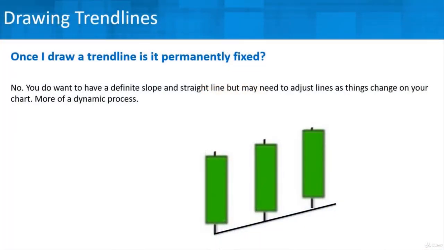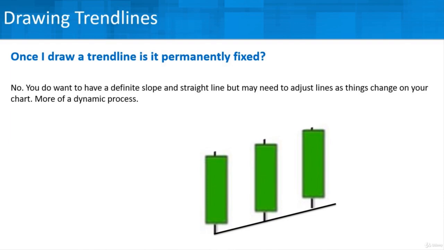Well, once I draw a trend line, is it permanently fixed? Does it just stay there? It never changes? It typically will for certain periods of time, but in general, no. You do want to have a definite slope, and you will use straight lines, but you might need to adjust those starting points a little bit as things change on your chart. So it's more of a dynamic process.